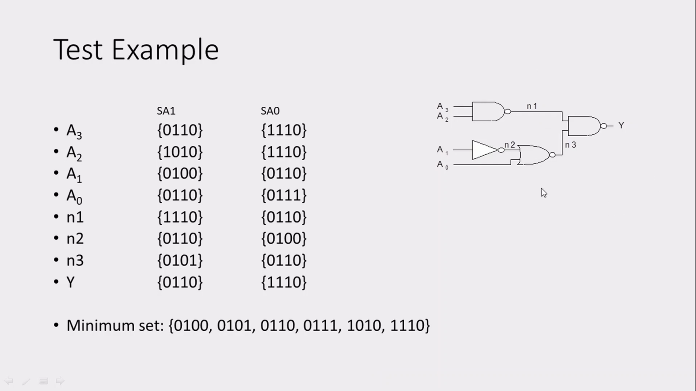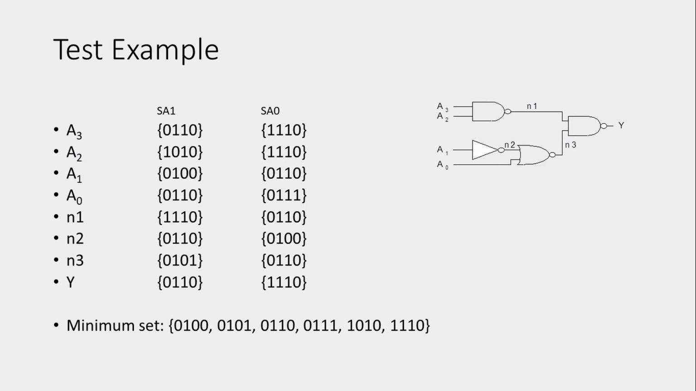Since here the number of input ports is 4, in order to check all the possible input combinations, I need to cover 2 raised to 4, which is nothing but 16 different input combinations. Instead of going for 16 different input combinations, I can cover stuck at 1 and stuck at 0 by driving only 6 different combinations. I can cover all the lines, all the inputs to all the gates, whether they are stuck at 1 or stuck at 0.